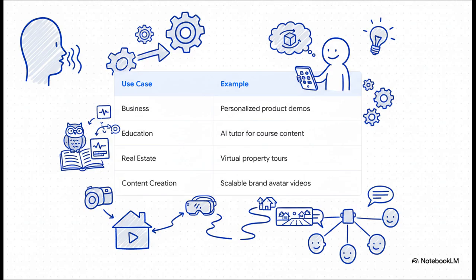Businesses can whip up personalized product demos for every single lead. Teachers can create an AI tutor to explain tricky concepts in their courses. A real estate agent could have an avatar give virtual tours of a property 24/7. The potential to create engaging content at scale is huge.